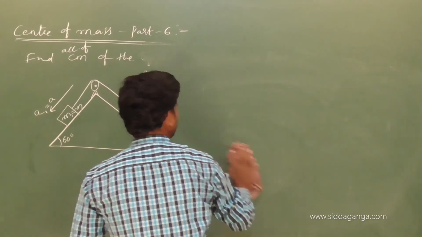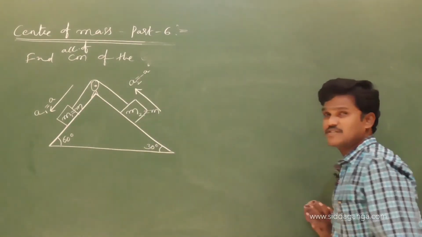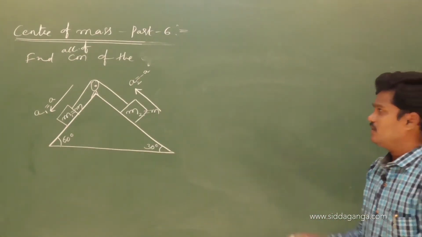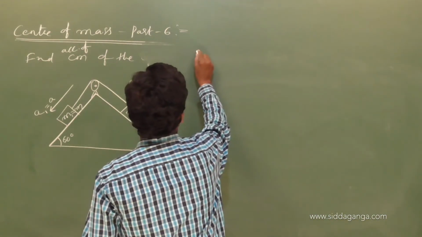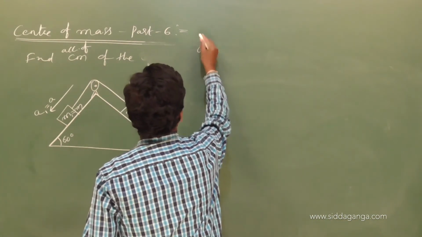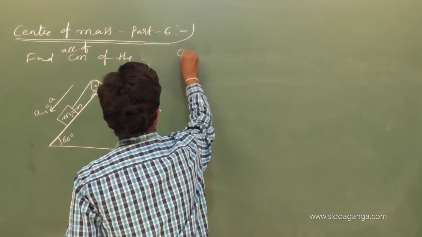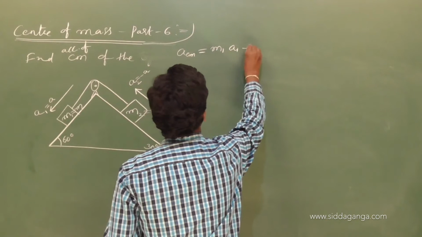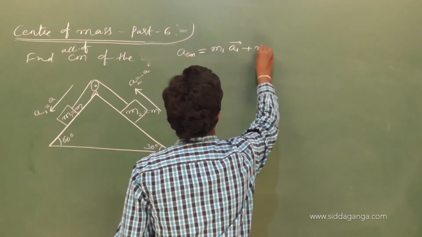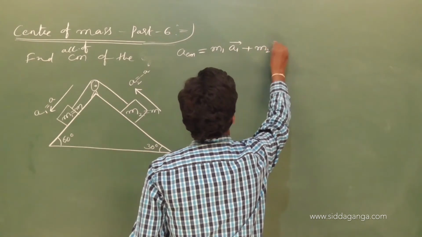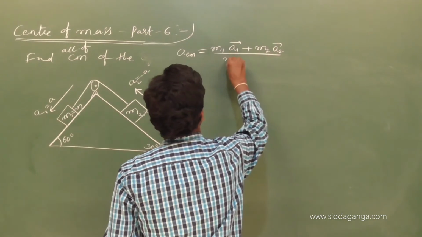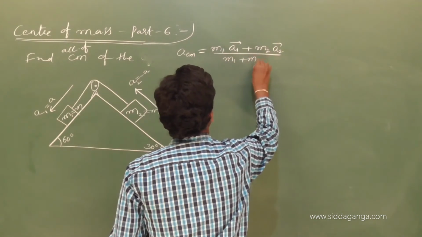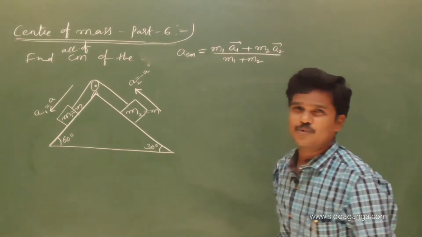Still it is not yet completed. The target is to find the acceleration of center of mass. So how to get the acceleration of center of mass? Acceleration of center of mass is nothing but a_cm equals (m1 a1 bar plus m2 a2 bar) by (m1 plus m2), because a1 and a2 are vector quantities.